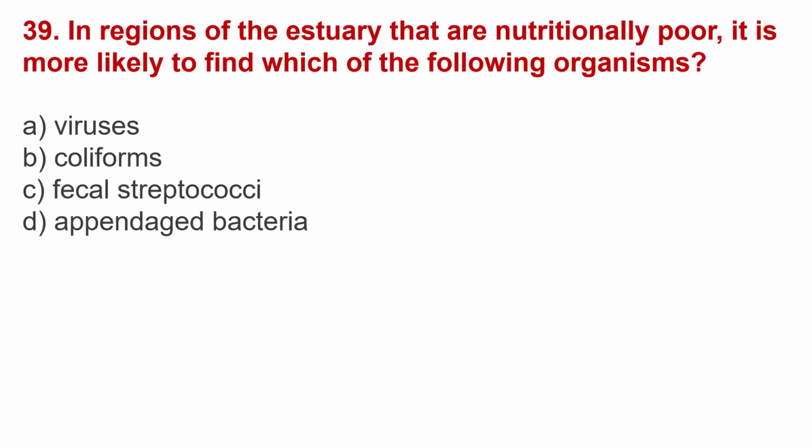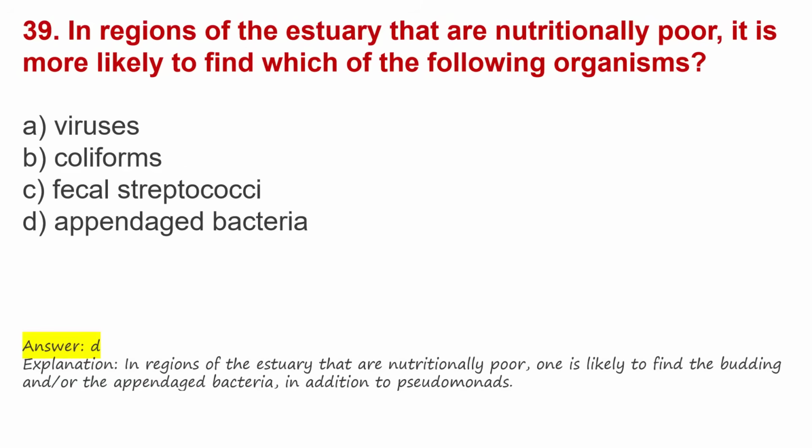Question 39. In a region of estuary that is nutritionally poor, it is more likely to find which of the following organisms? A. Viruses. B. Coliforms. C. Fecal streptococci. D. Appendaged bacteria. The answer is D. In a region of estuary that is nutritionally poor, one is likely to find the Hyphomicrobium and other appendaged bacteria in addition to pseudomonads. So the answer is D.